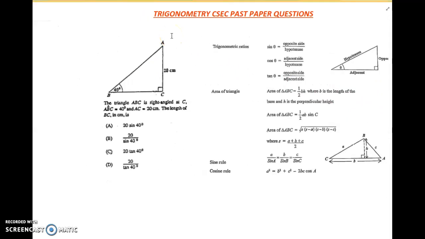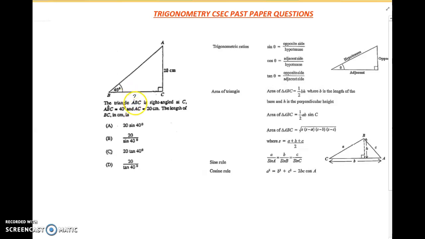Now, looking at this question, the triangle ABC is right-angled at C. So they're showing the right angle there at C, right? Angle ABC, you see the little hat symbol, that's the angle at B there, is 40 degrees. And AC is 20 cm. We want to find the length of BC. What is this side?